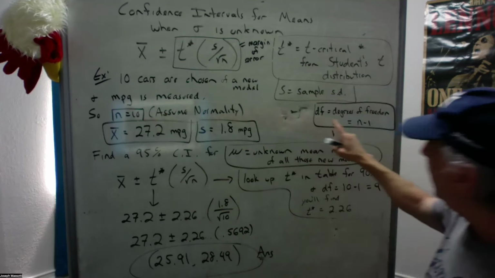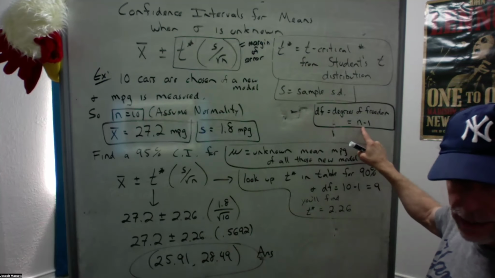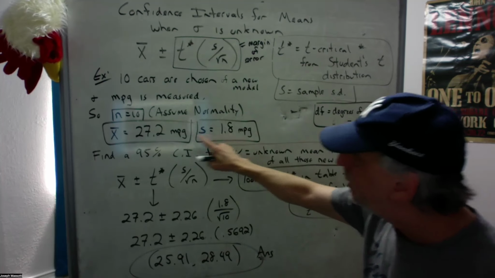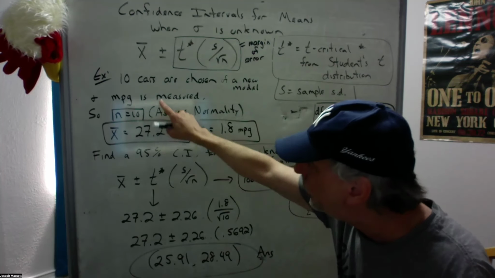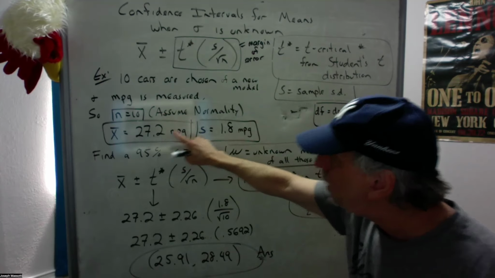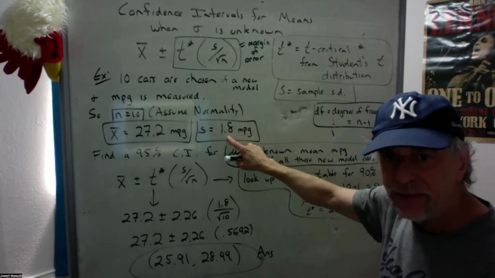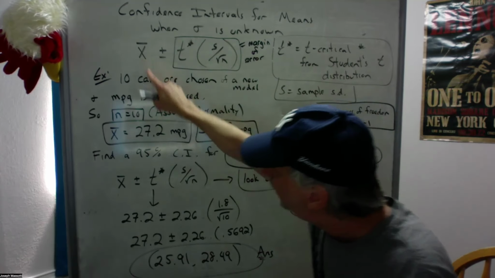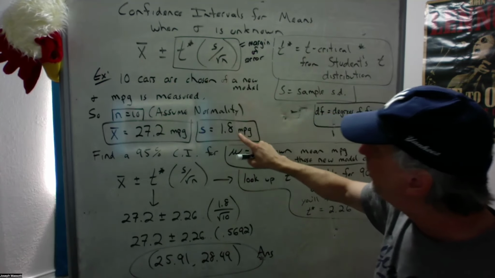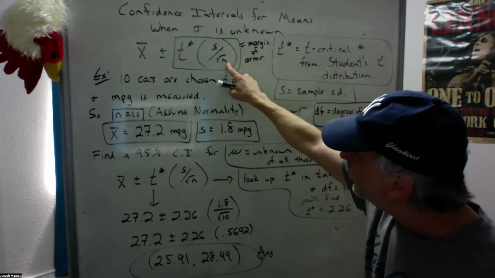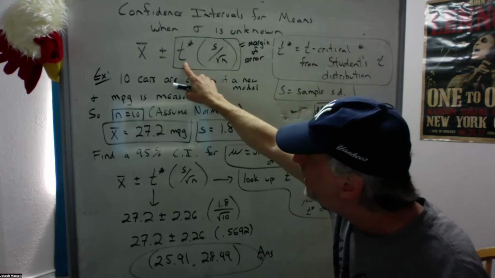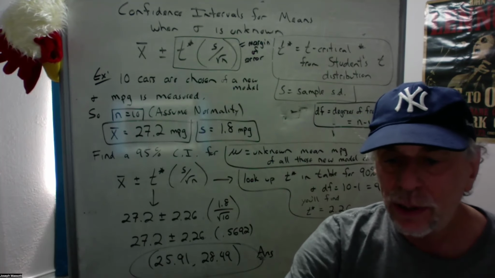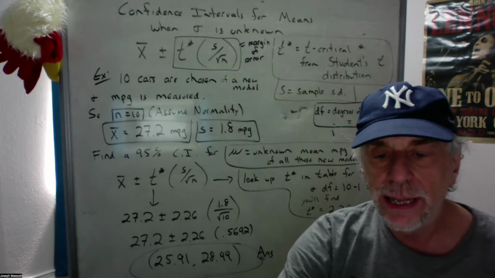So since n is 10, our degree of freedom is going to be 9, right? N minus 1. And we're given that the sample mean out of those 10 is 27.2, and the sample standard deviation is 1.8. So we have the sample mean, we have the sample standard deviation, we have the sample size. All we need is the T critical value. So you look up the T critical value in that table. Let's just go back and see that again.